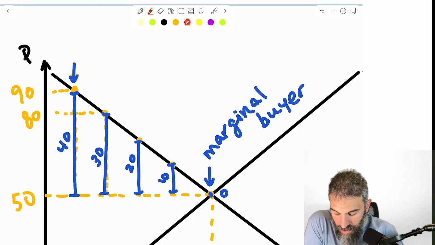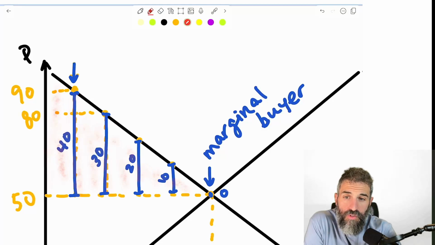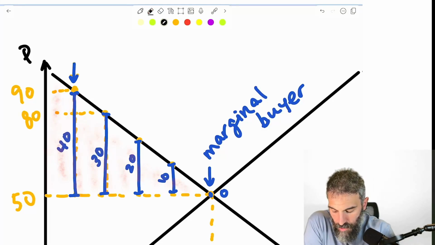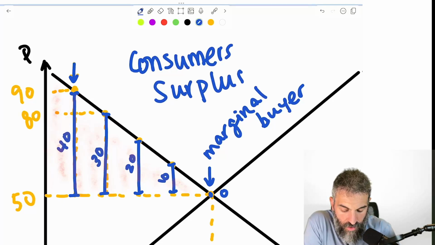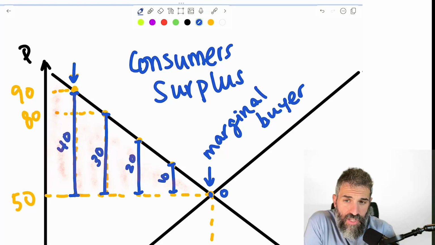So when you put all this together, it creates this triangle area here, which we call the total consumer surplus. So that top triangle is called the consumer's surplus, the total consumer surplus. The total amount of benefit that consumers are gaining at the particular price.